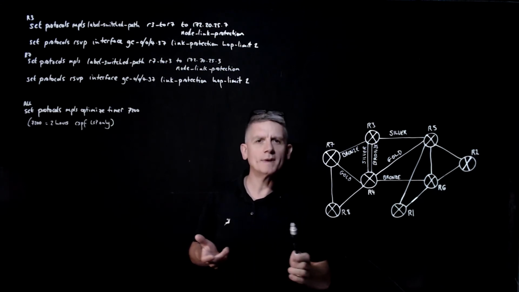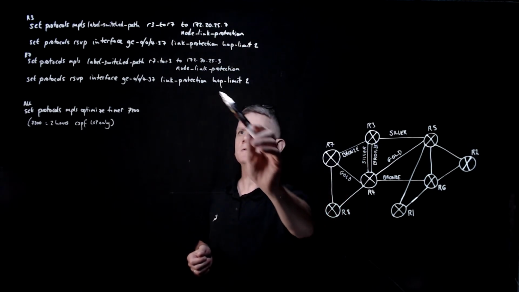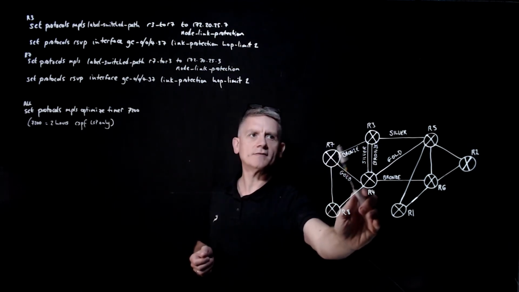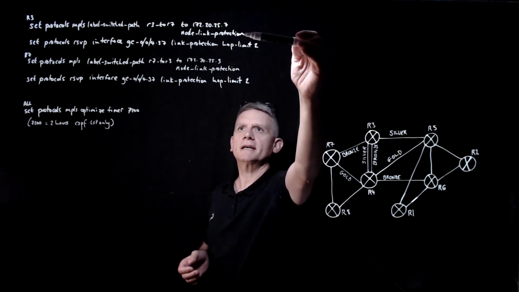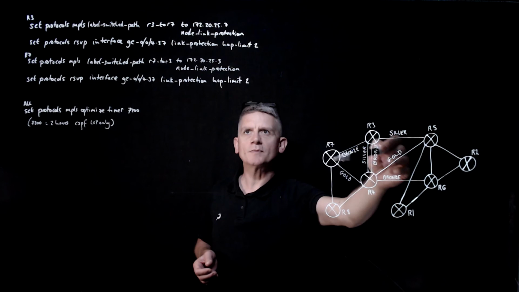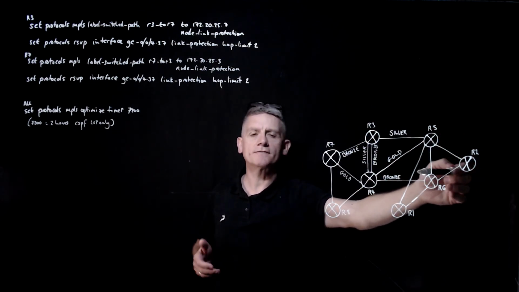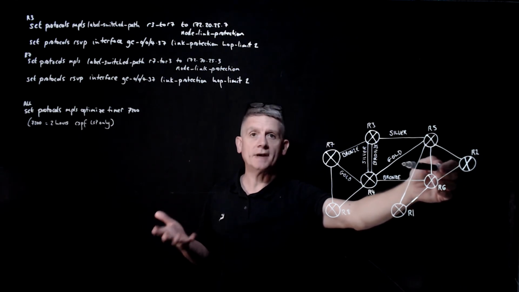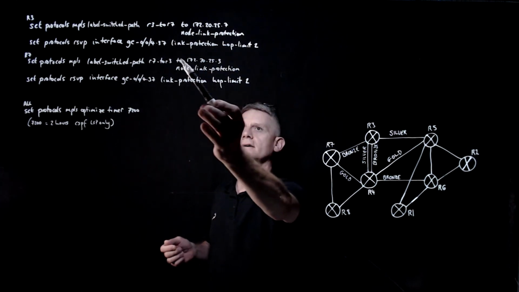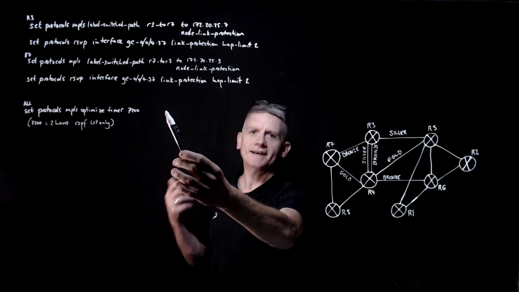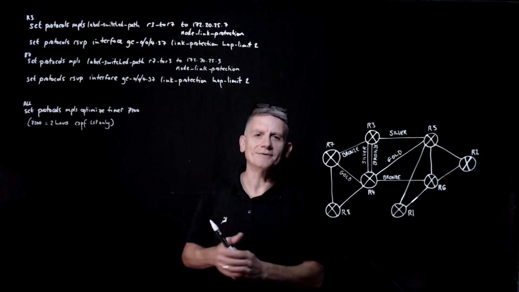So in summary, what we have here is an LSP from router 3 to router 7, a corresponding LSP from router 7 back to router 3. We're turning on node link protection, and we're making sure that router 5 and router 6 are excluded from that backup path by setting the hop limit on the link protection inside the RSVP interface to 2.